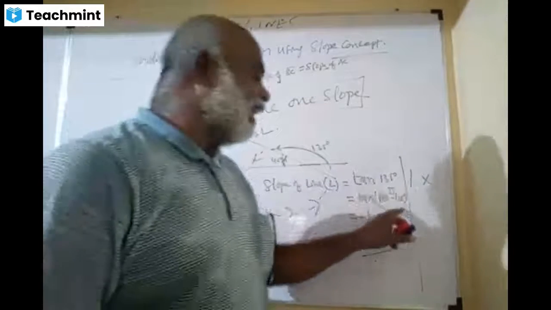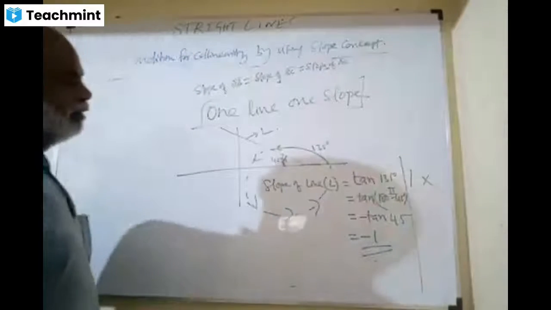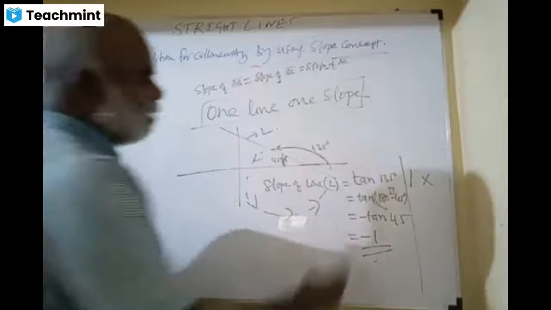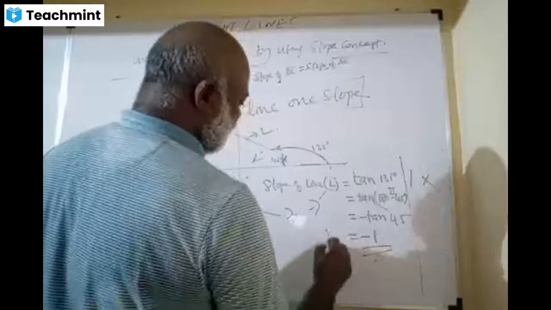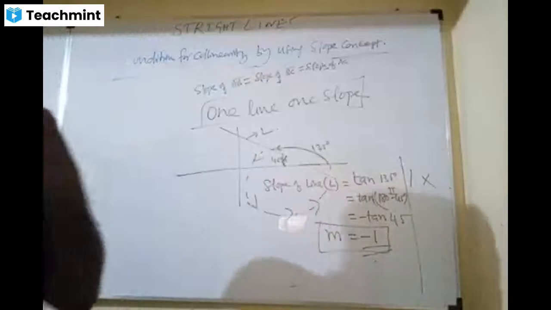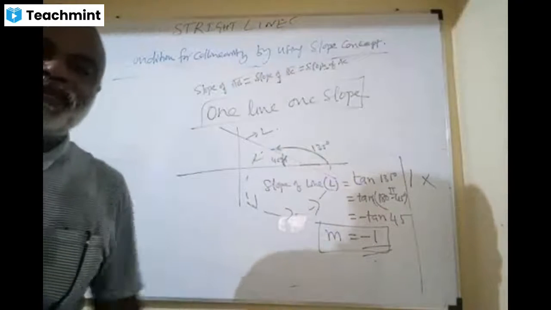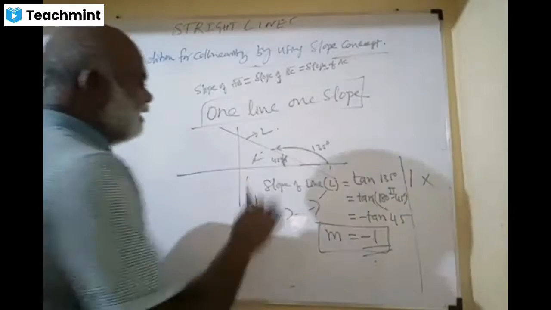135 is the allied angle of 45, that's all you should know. So minus tan 45 is minus 1. So the slope is minus 1. What a brilliant question. Note it down, please.